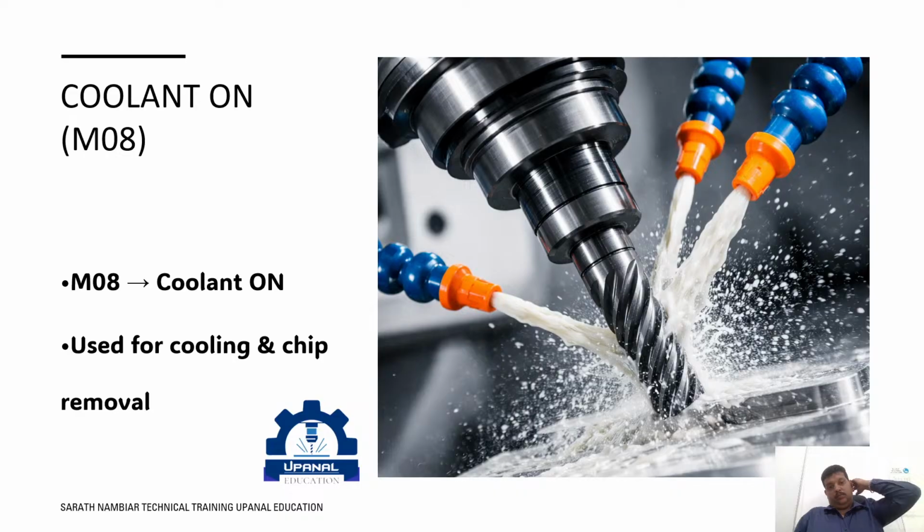Now we move into another important element, that is coolant. M08. M08 means the coolant is on. When machining happens, heat is generated and chips are produced. So this coolant is used to reduce heat, improve tool life, and remove the chips. Now regarding coolant off.